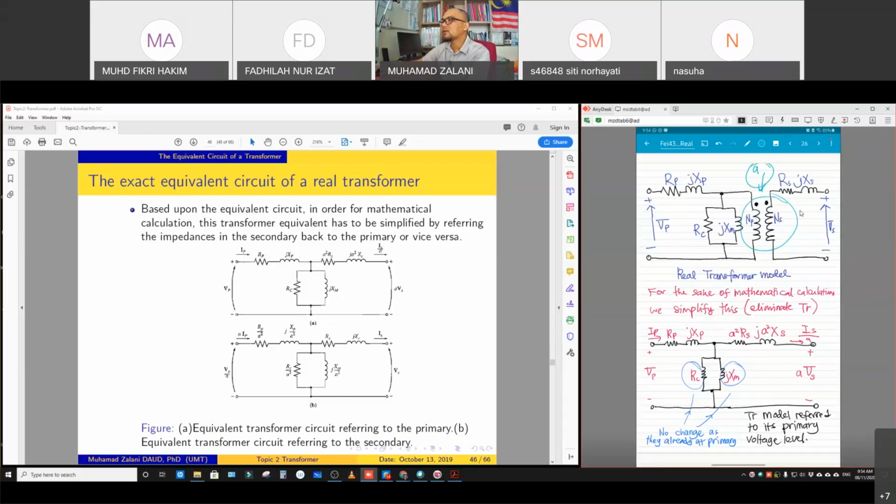As you can see, some of the symbols here have changed. For example, at the secondary part, A squared RS for the loss at the secondary. Similarly, for the reactance, the leakage inductance is also A squared XS. And for the current, it is a little bit different from the voltage, which is 1/A IS. Okay.